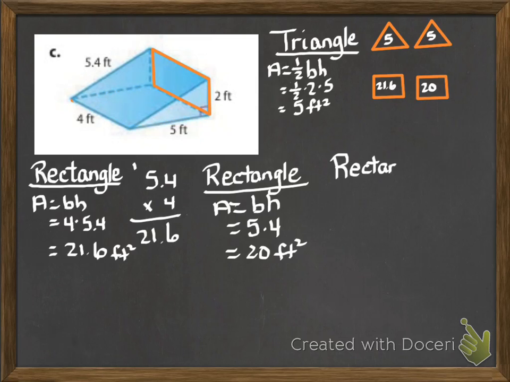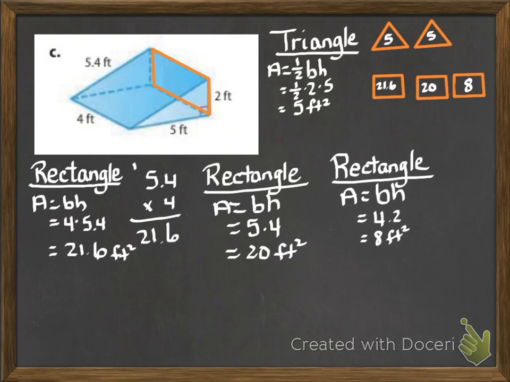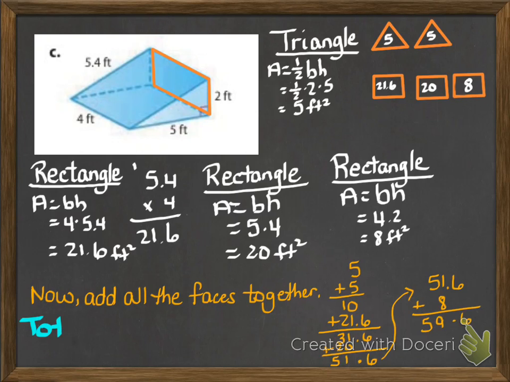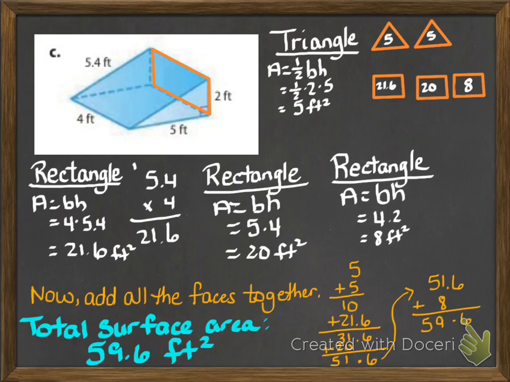And then my final rectangle, which is that side one, which is in the back, I went ahead and figured out that guy's area, and it ended up being 8 feet squared. Well, remember, when you're all done, you have to add up all the numbers. So you can see here that I'm adding all my numbers together, and I'm going to end up getting a total surface area of this triangular prism to be 59 6/10 squared feet.